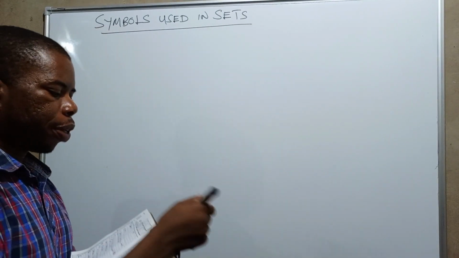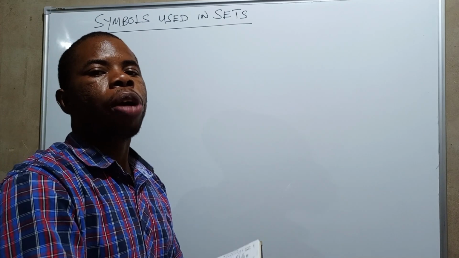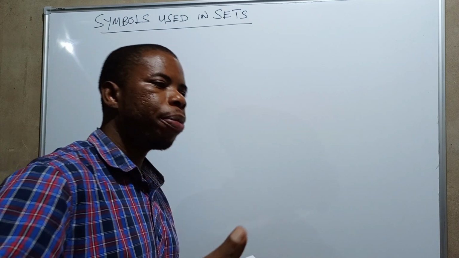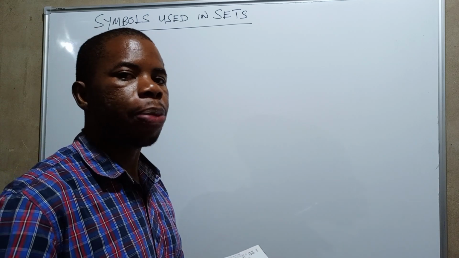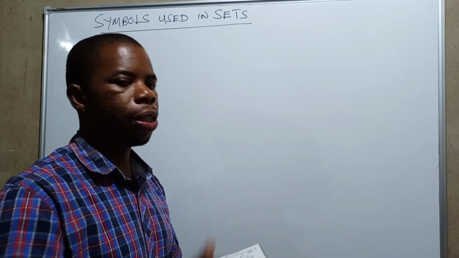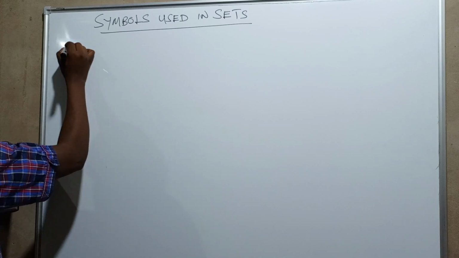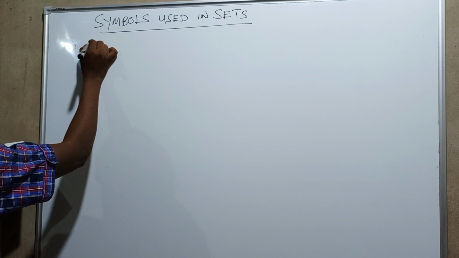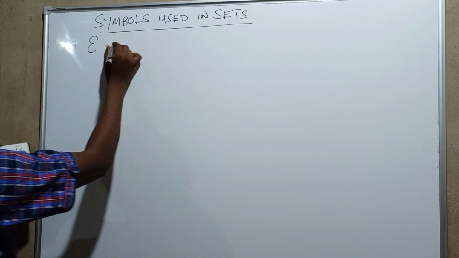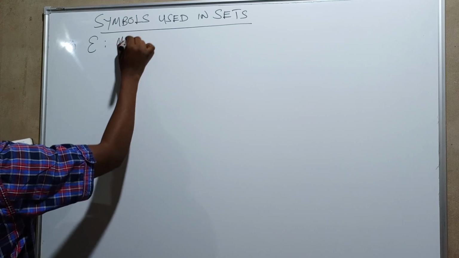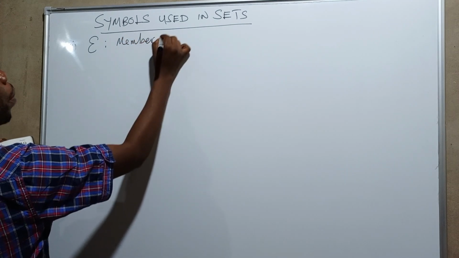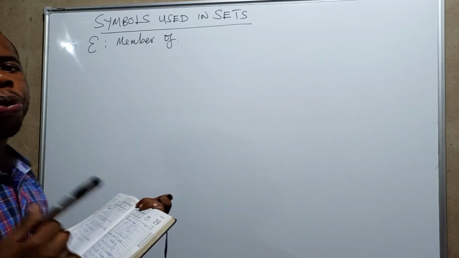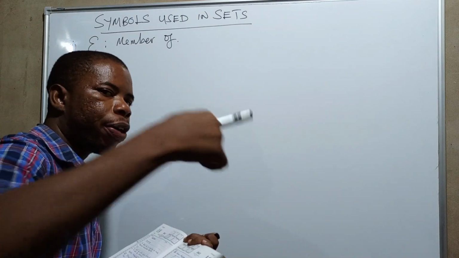Okay, now we're looking at symbols used in sets. So I'll run you quickly through symbols that are used in sets so that when you encounter them, you understand their meaning because these symbols have got the meaning, so you need to understand them. So the first one that we are going to look at is actually this one here. So this one stands for member of.